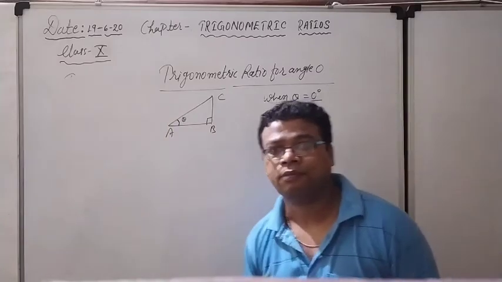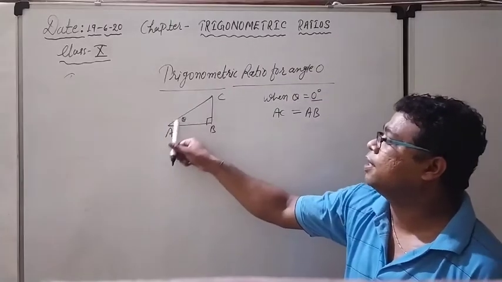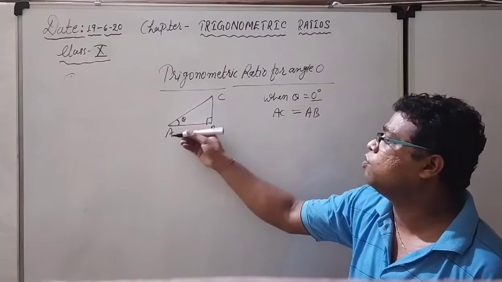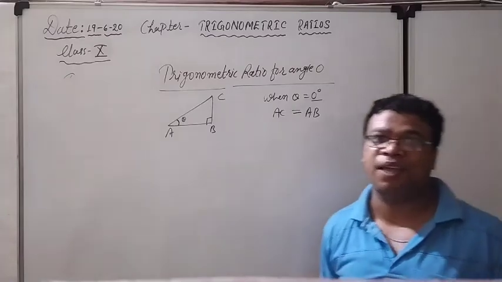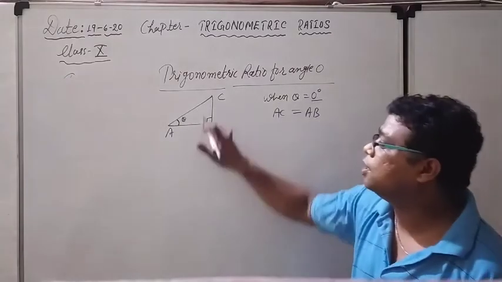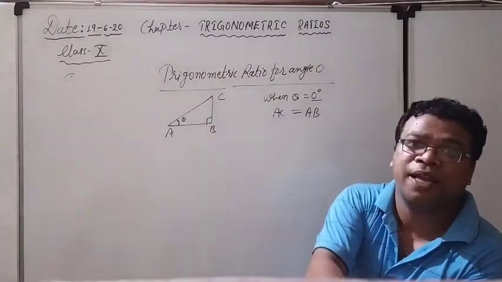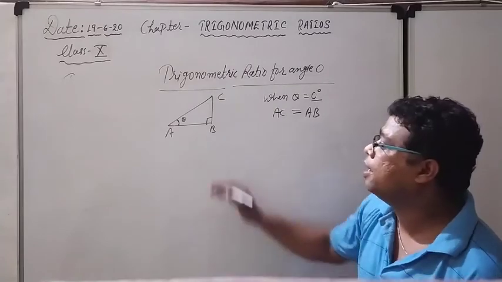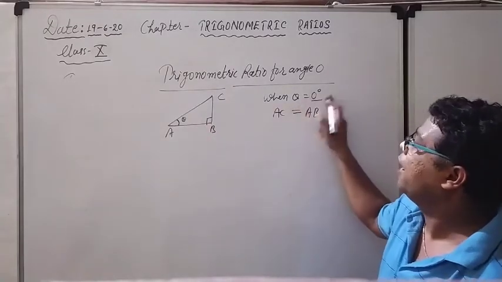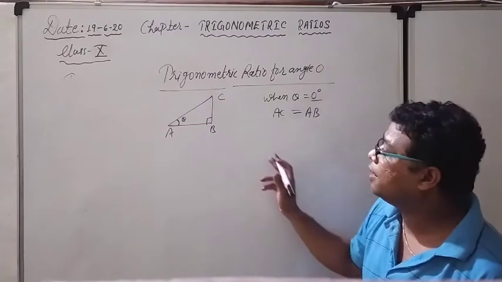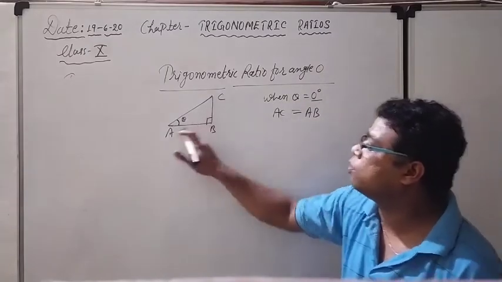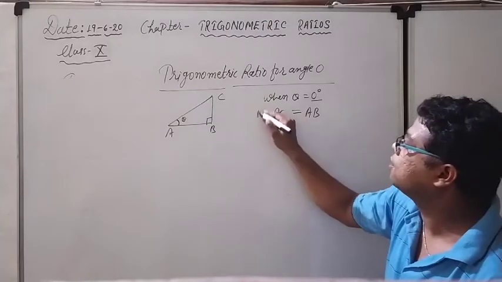Again see here, what did I just say? You will slowly move this AC towards AB, and when the AC coincides with AB, when this AC just coincides with AB, one on top of the other, then only the theta will be 0. And actually we have to find out all the trigonometric ratios for the 0 degree, and that's why at that particular situation AC equal to AB. This is the first thing.